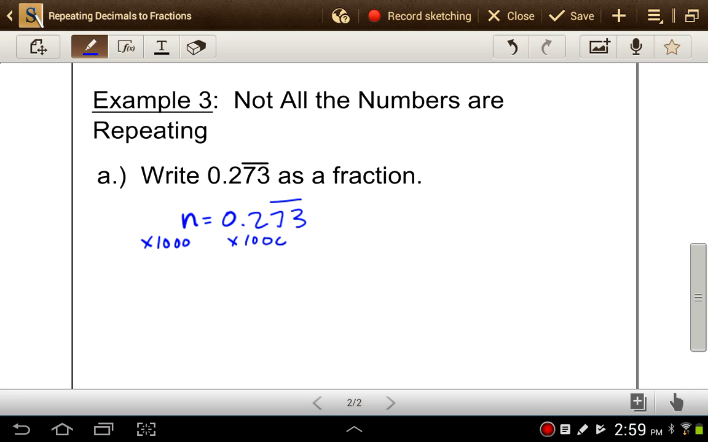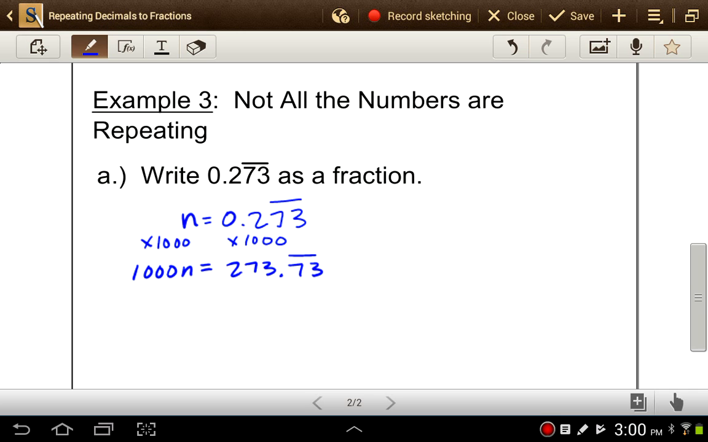What I need to do is move my decimal point. I need to have one set of my repeating digits to the right of my decimal point. That's why I'm multiplying by 1,000. So that's going to give me 1,000n equals 273 point, and now just the 7 and the 3 are repeating. So now I just have the 7 3 repeating after the decimal point.